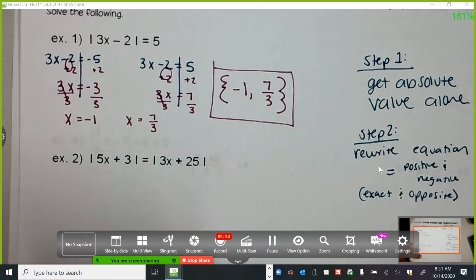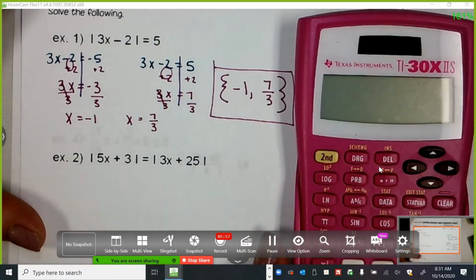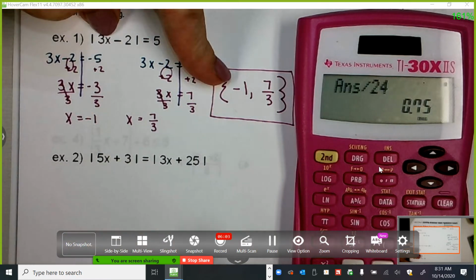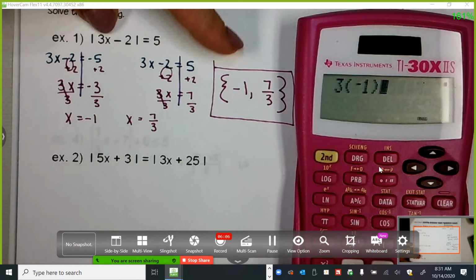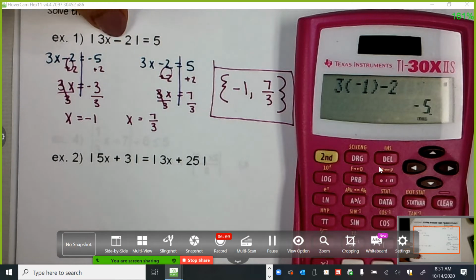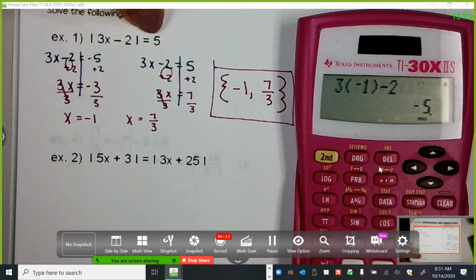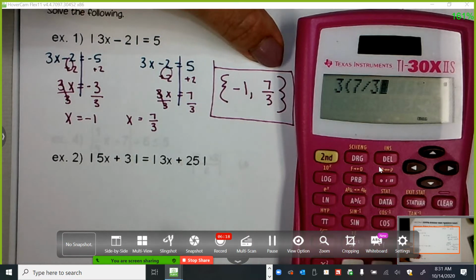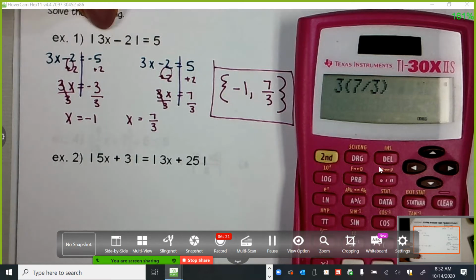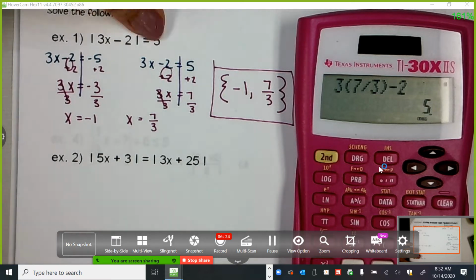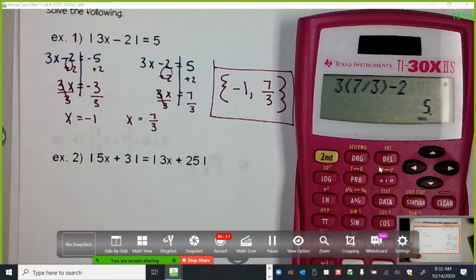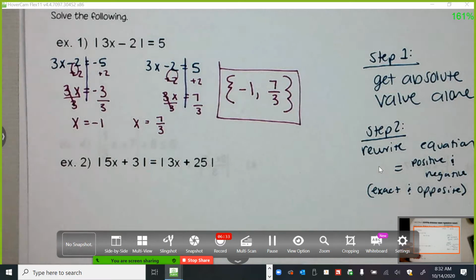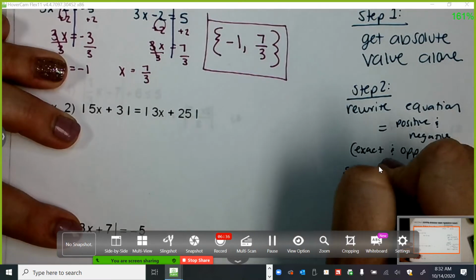So the way you do this in your calculator is you're going to literally type 3 times one of your x values, 3 times negative 1 minus 2. That equals negative 5. Does the absolute value of negative 5 equal 5? So we know we did it right. Then you could do the other number as well. So 3 times 7, you'll just do it as division inside parentheses, minus 2 equals positive 5. Does the absolute value of 5 equal 5? Yeah, so we did it right. This one was a simpler one. Some of them get a little more difficult, and that's why checking your work can be so important. So I want you to realize step 3 is solve both.